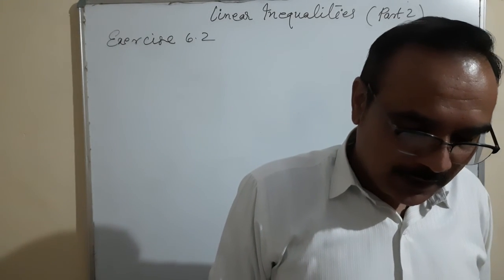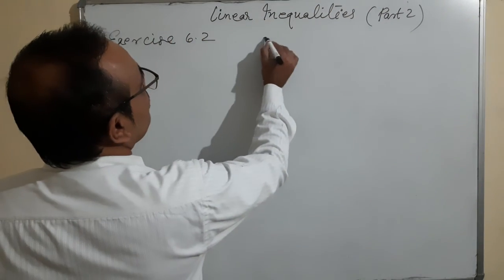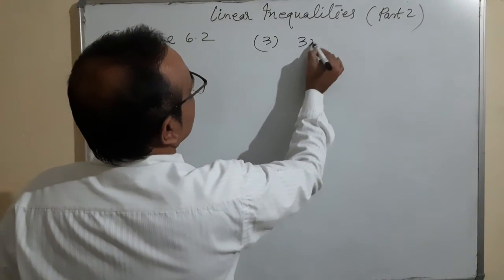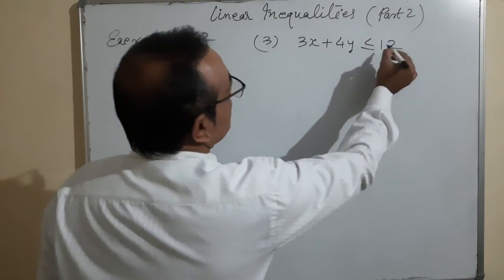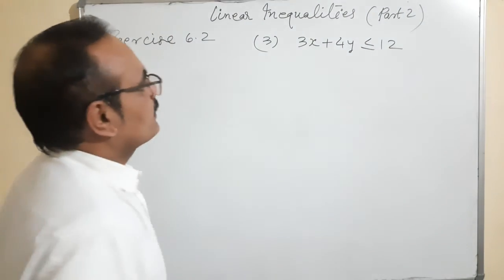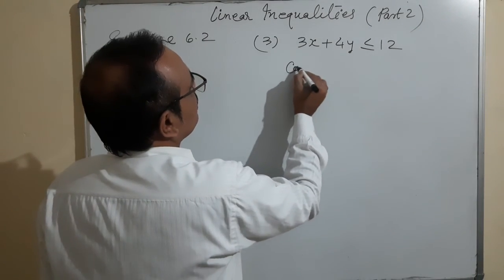I am taking question number 3. 3x plus 4y is less than or equal to 12. How to start to solve the question? Corresponding equation.